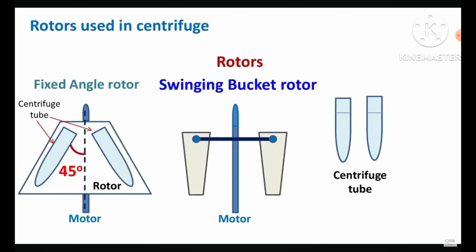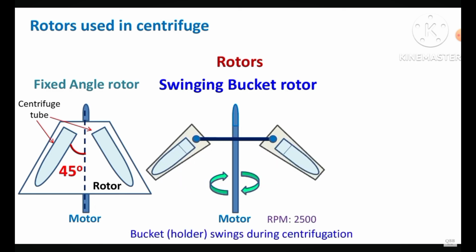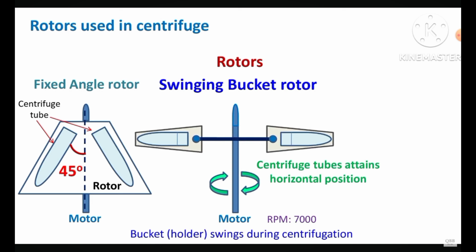Swinging bucket rotors. In this type of rotors, the centrifuge tubes are placed in a holder which is attached with a hinge. Initially, the tubes are vertical. When the centrifuge is switched on, the centrifuge tube attains horizontal position. Because of this, the path length traveled by the particles is maximum. The particles also take long time to settle as it travels from the top to the bottom of the tube.